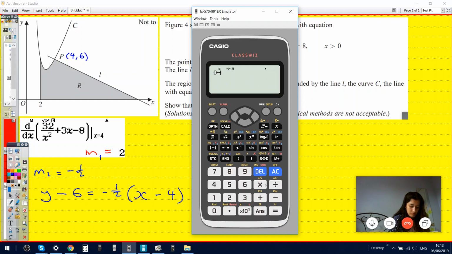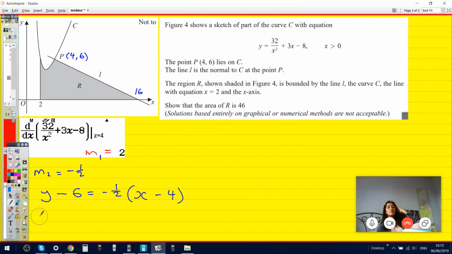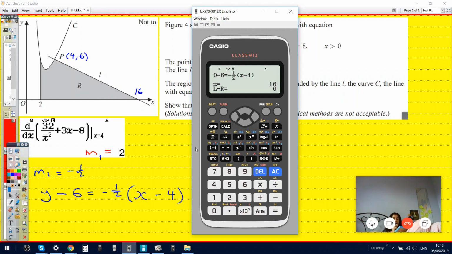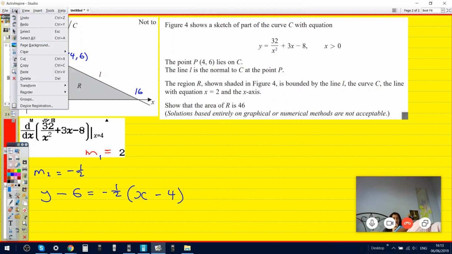Okay, so 0 equals minus a half x plus 8. So the limits of integration are 2 and 16. So that's 16. And then, so what am I integrating? Let's see.